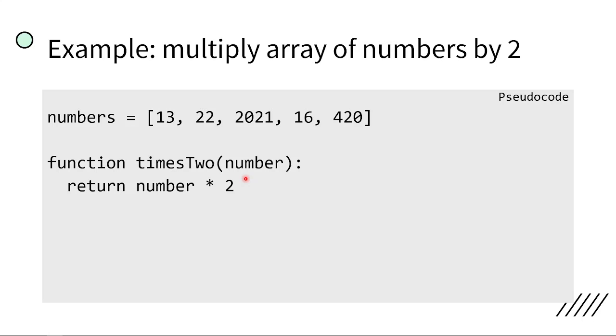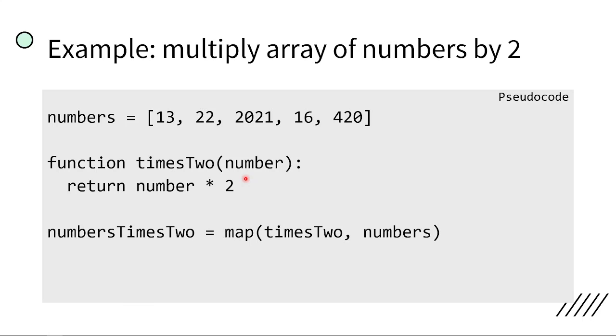Now, we can then use the map function to apply the times 2 function to each item or to each member in the array numbers.